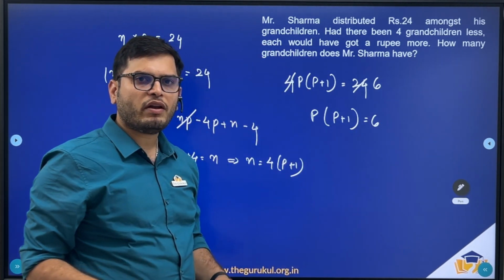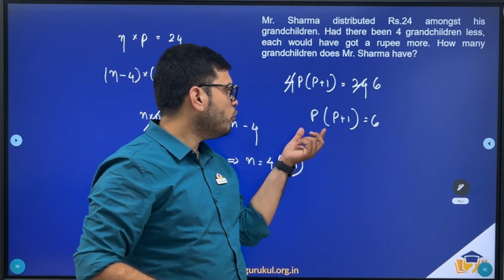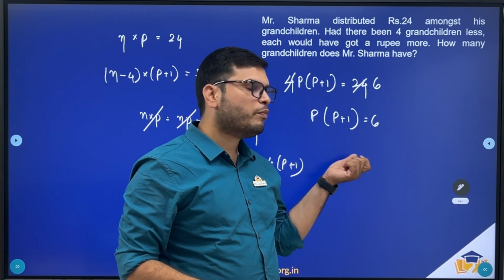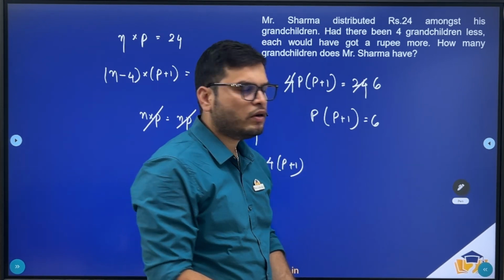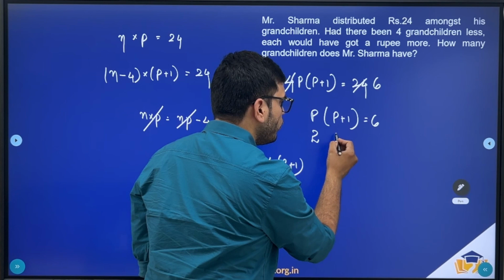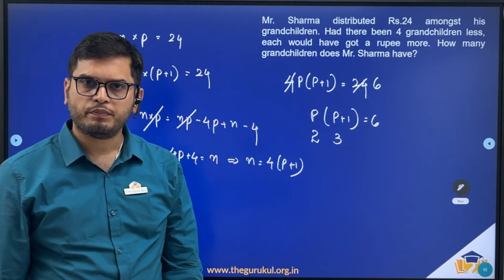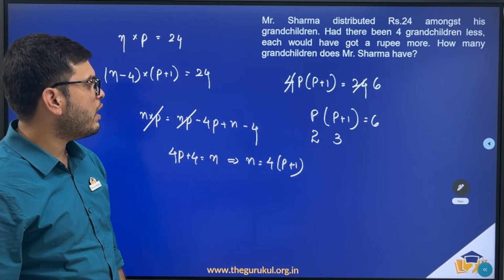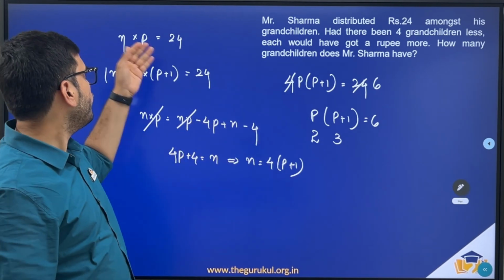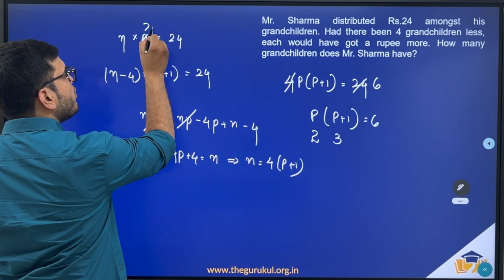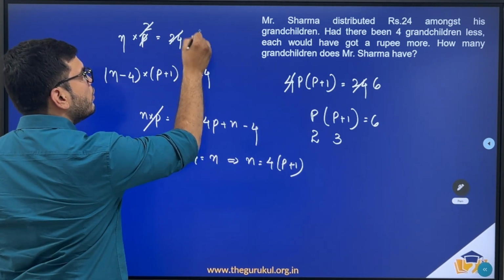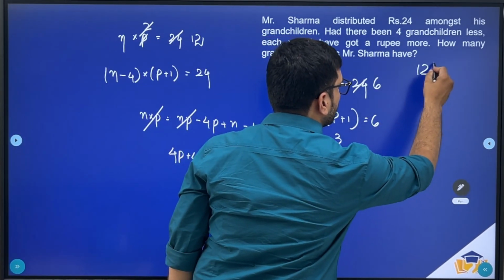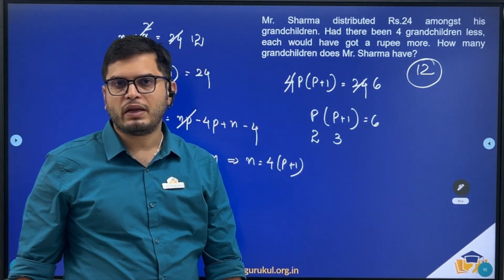Now p and p plus 1 are two consecutive numbers. What are the two consecutive numbers that will give us a product 6? 2 and 3, right? So the value of p has to be 2, and this becomes 3, right? So what was asked? How many grandchildren does Mr. Sharma have? Now we have the value of p. We need to find the value of n. So if this is 2, there are 12 grandchildren. So the answer for this question becomes 12.